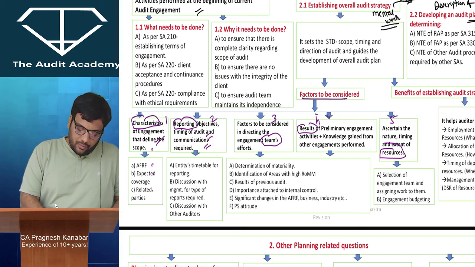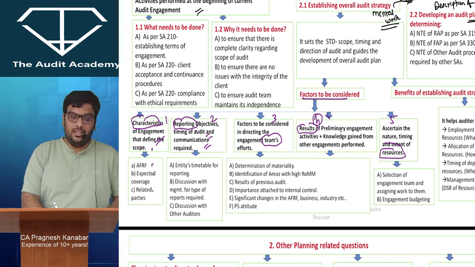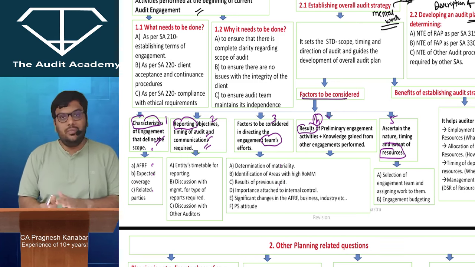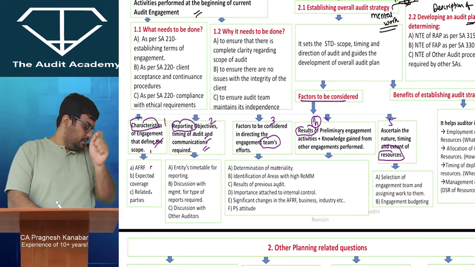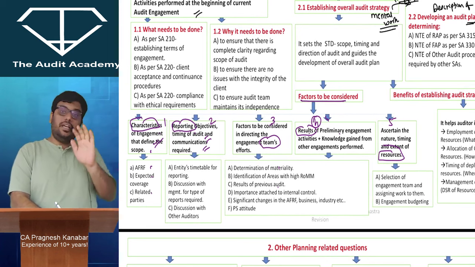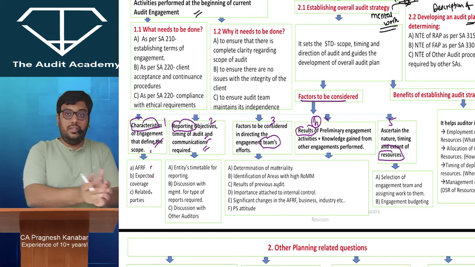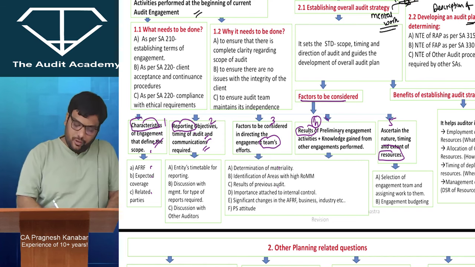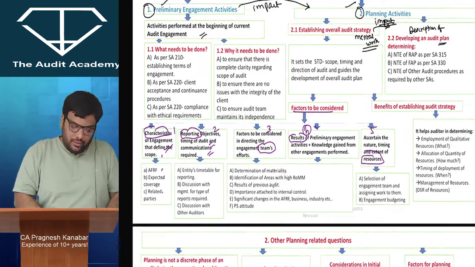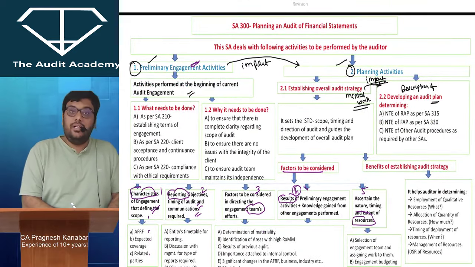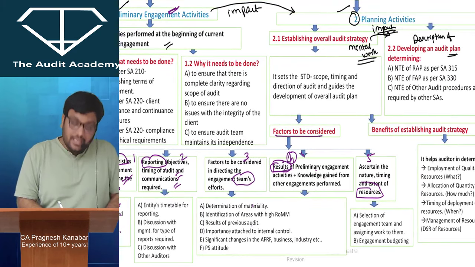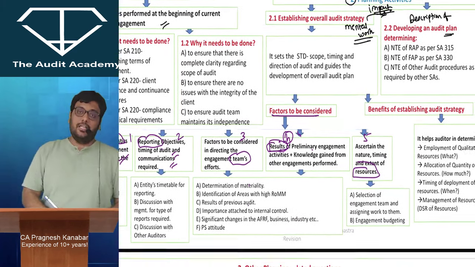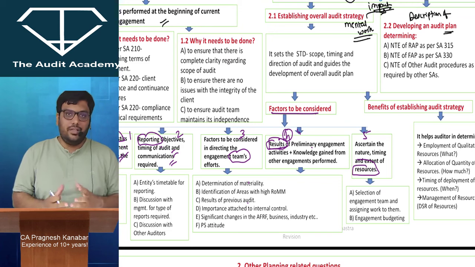And even the fourth point, the results of preliminary engagement activities. For this, there is a common set of examples that I've given over here in the module also, similar thing they have done. So let me explain the head point. Third point is factors to be considered in directing the engagement team's efforts. That if you want to direct the team's efforts, these are the factors to be considered. And fourth point is, as I explained logically to you, that preliminary engagement activities will naturally have an impact on planning activities. That is why they are using the word results of preliminary engagement activities and your past experience and the knowledge that you have gained.